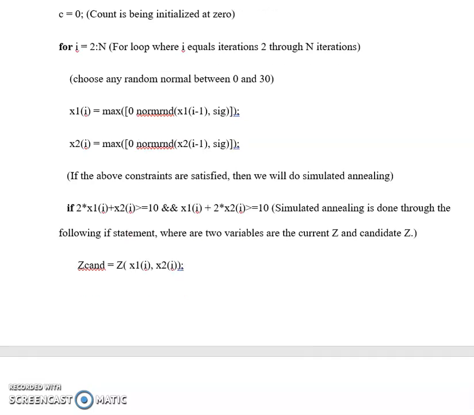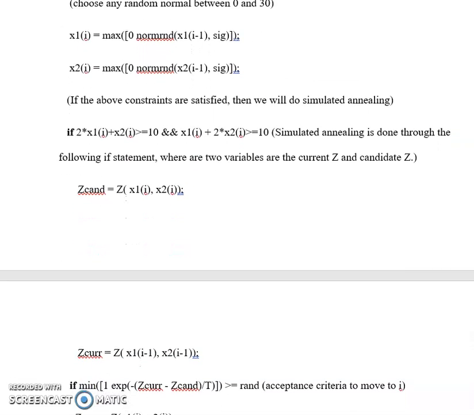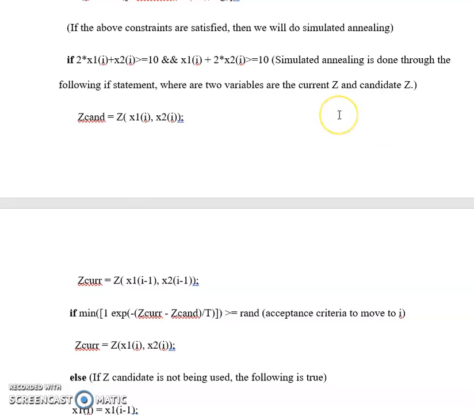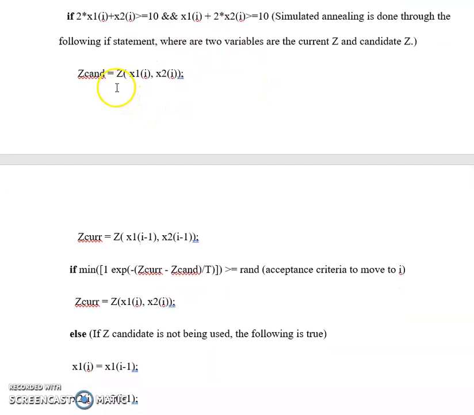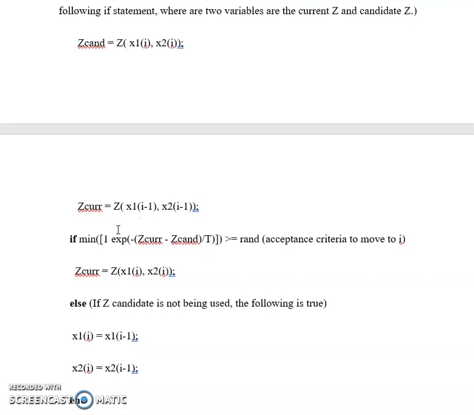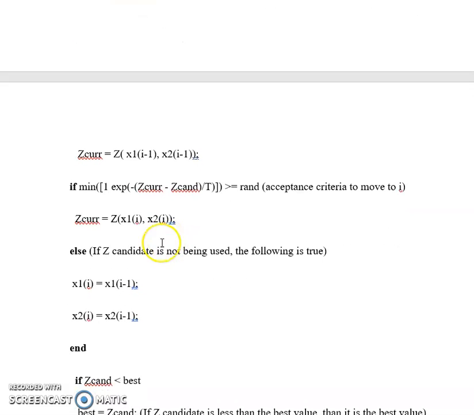functions. And then if these constraints are satisfied, we're going to do some simulated annealing with these if statements, which are basically just our constraints. So if both of these are true, we have z candidate is equal to x1 of i and x2 of i. And then the same is true for z current, except this is x1 of i minus 1 and x2 of i minus 1. So here we have our minimum function here. And if this is greater than or equal to the random number, this is our acceptance criteria to move to i.